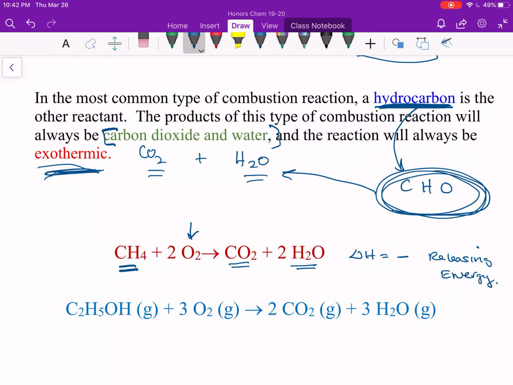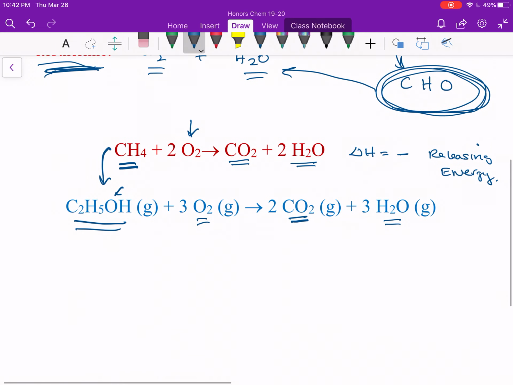Now, if we change the reactant, in this case we have ethanol, C2H5OH, combusting with our O2. Even though it's a slightly different formula, we still have a hydrocarbon. In this example, we have oxygen in there, and we're still generating CO2 and H2O. So if I ask you to predict the product of a combustion reaction, I'm going to be looking for CO2 and H2O being produced.